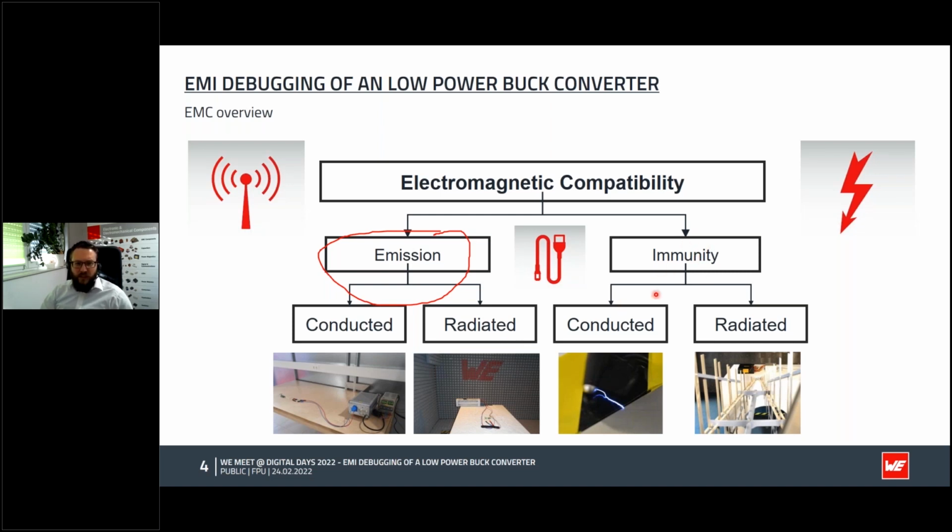For immunity, there is also conducted immunity and radiated immunity. Like what you see here is an ESD impulse. So this would be conducted, and radiated is when we place maybe some H field over an antenna. One word about frequency range. Conducted is typically, from an industry point of view, 150 kilohertz up to 30 megahertz, and radiated from 30 megahertz up to 1, 2, 3, 4, 5 gigahertz. It depends on the switching frequency of the design. So it goes really into the higher frequency range.